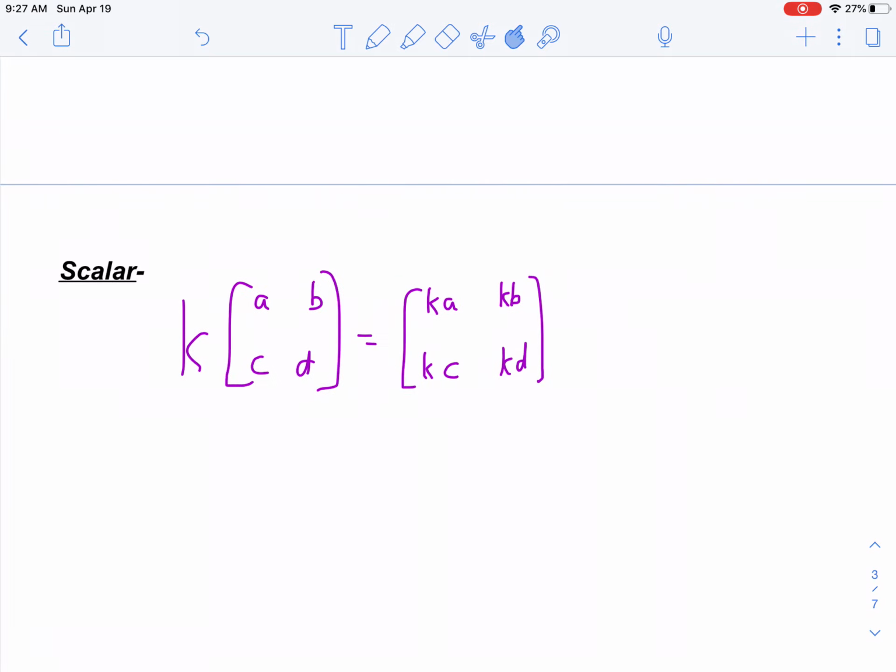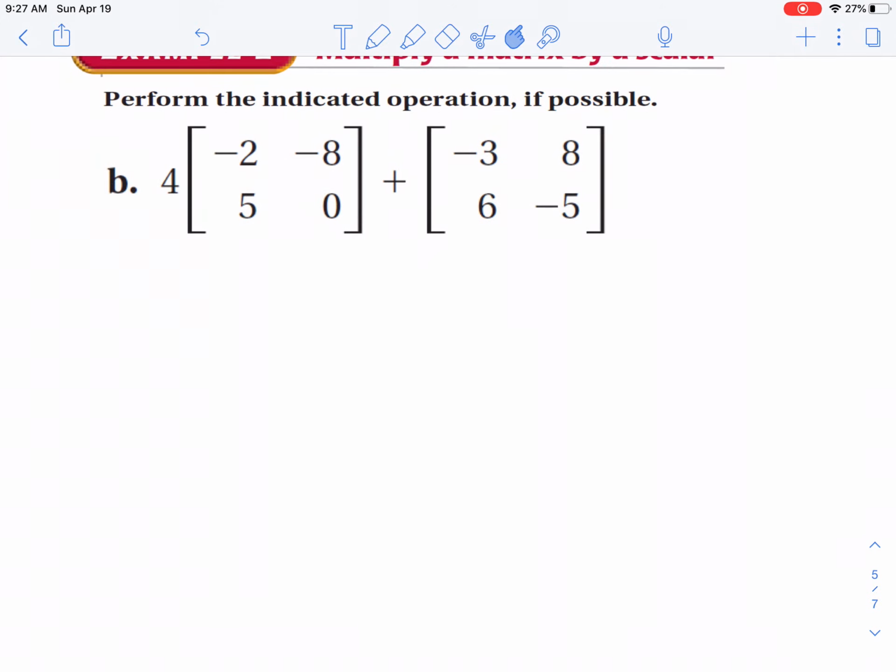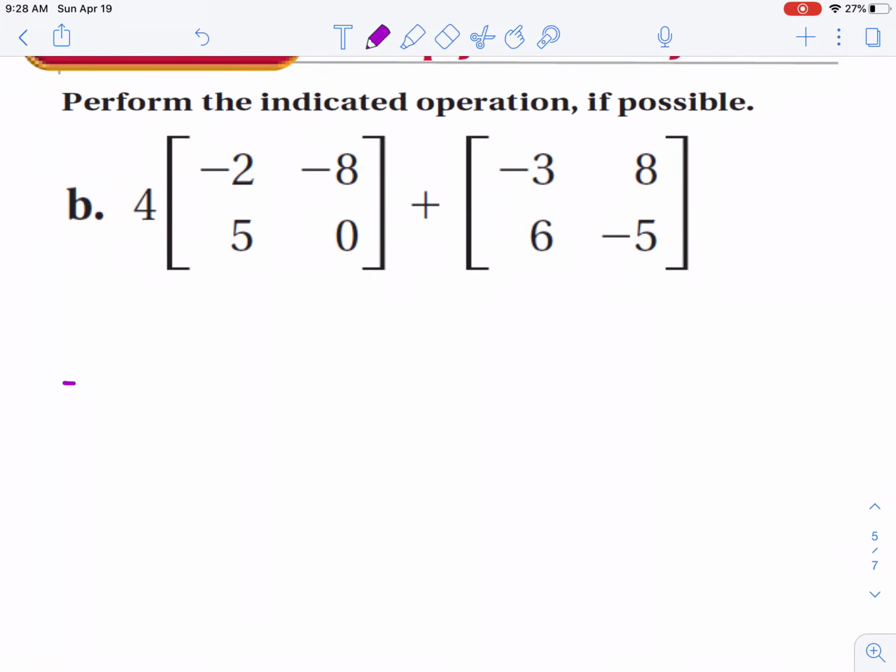You literally just take the scalar times every element in the matrix, and then if there are any other operations to perform, like addition or subtraction with another matrix, you can go ahead and do that at that point. So for example, say I've got this one right here. I've got 4 times the first matrix plus a second matrix. We perform multiplication before addition, because remember the order of operations. So I'm going to take 4 times every element in the first matrix and then add it to the second matrix.